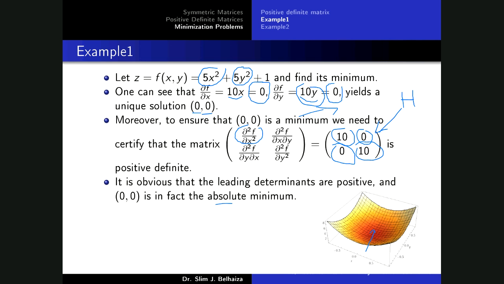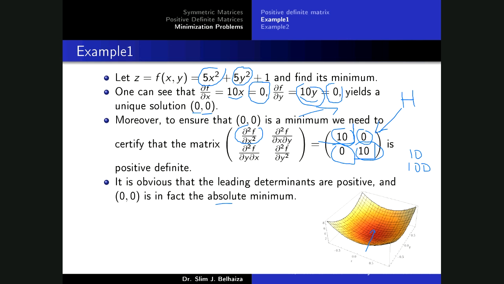Right? And it's obvious that the leading determinants here, what are the leading determinants? First one is 10, right? And the second one is 10 times 10, so we get 100. So the first leading determinant is 10, and the next one is 100. Okay? Again, the eigenvalues here are going to be repeated. It's unique, it's 10.